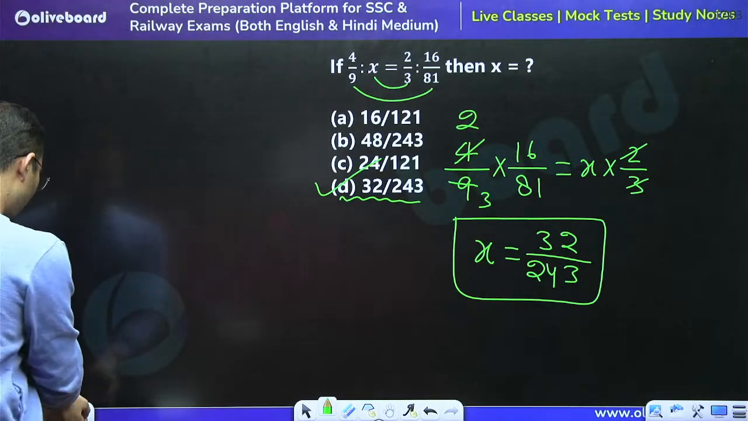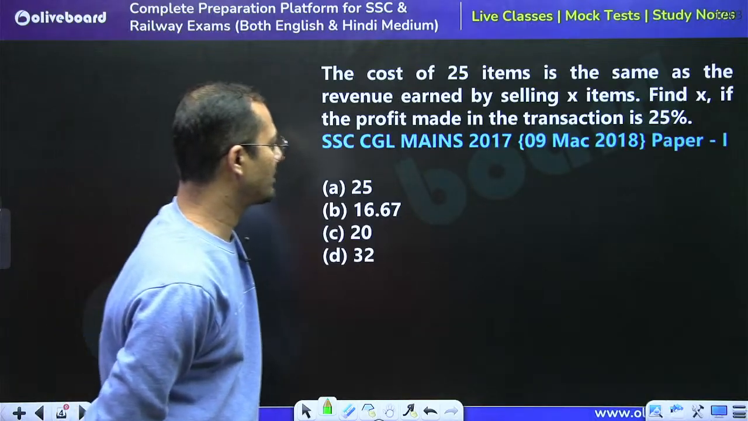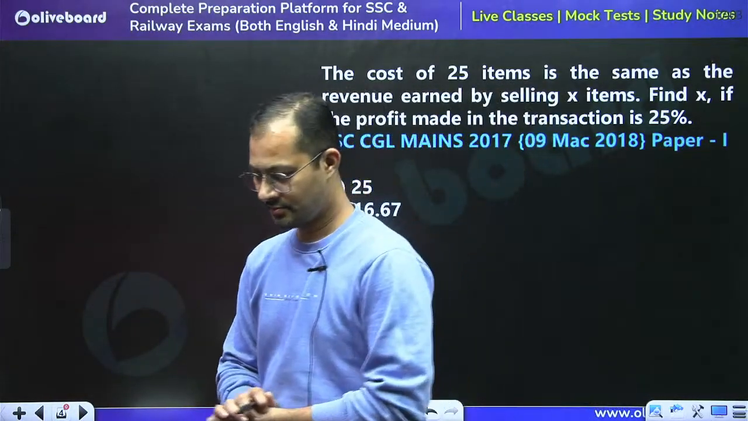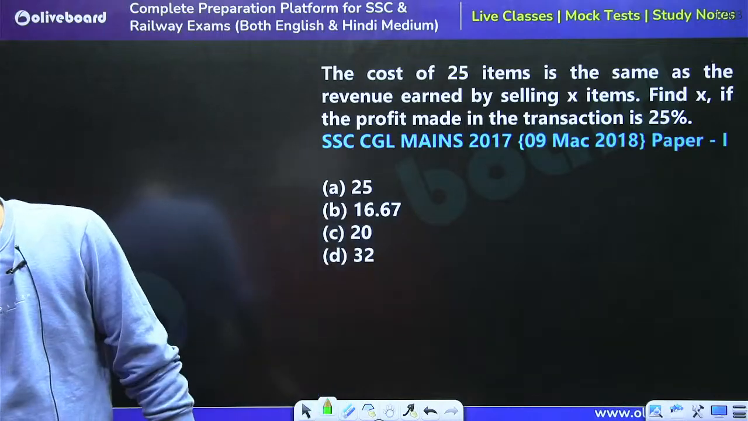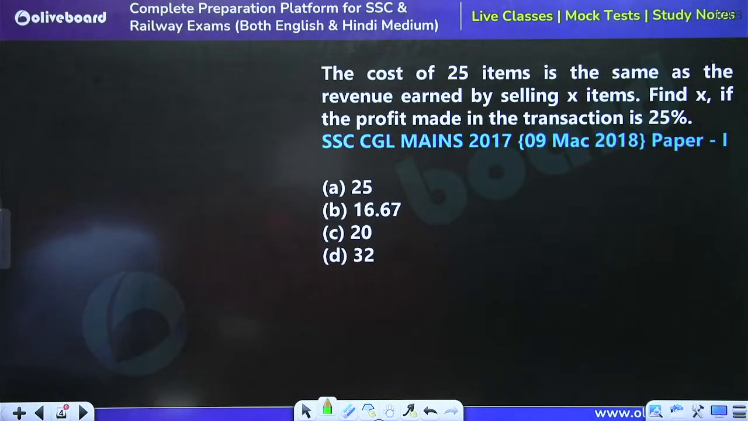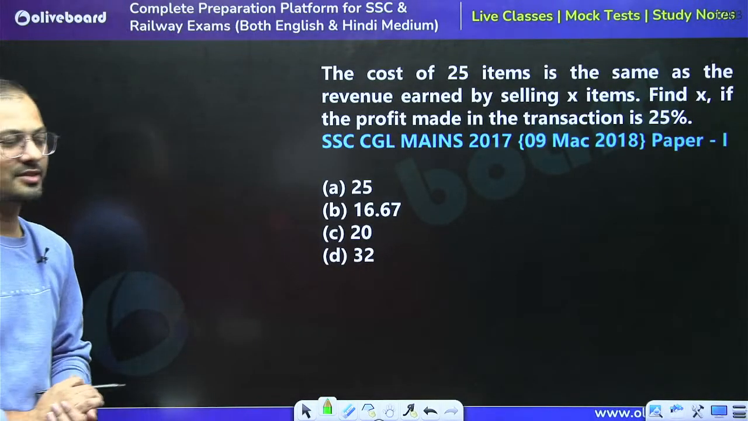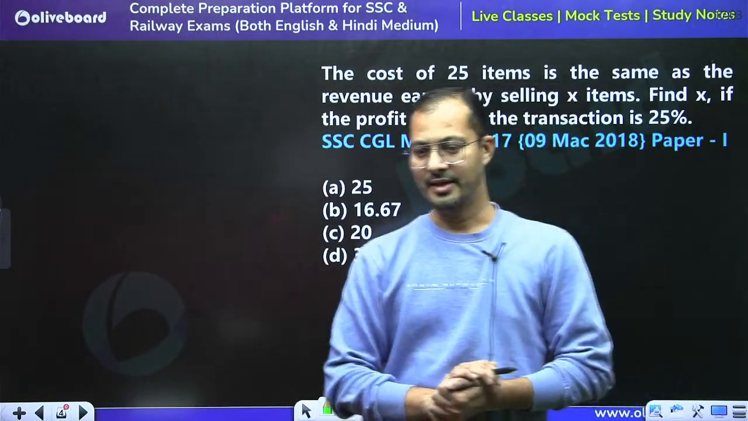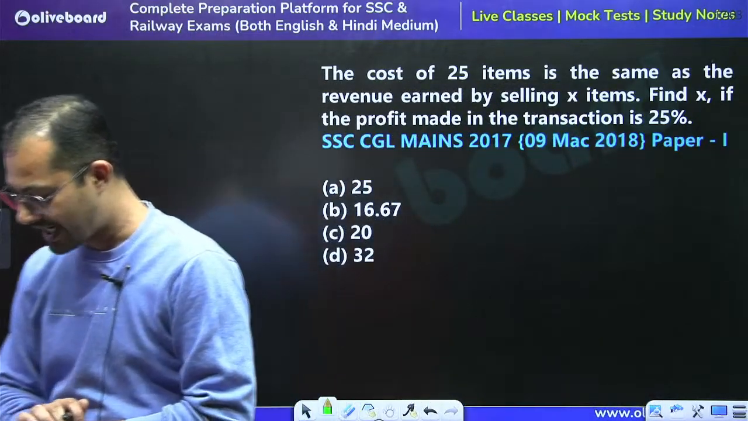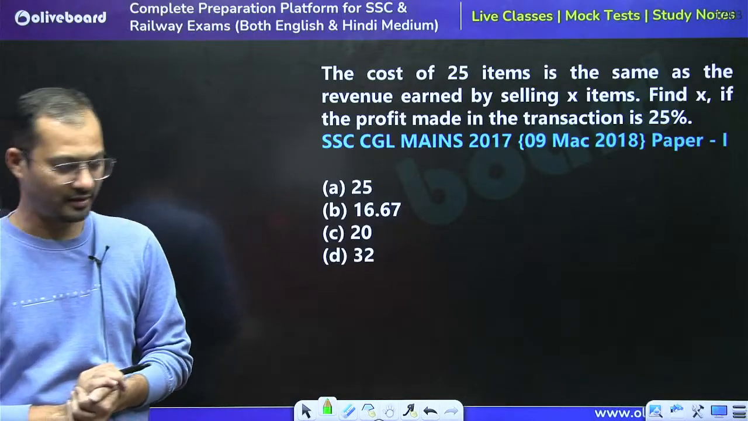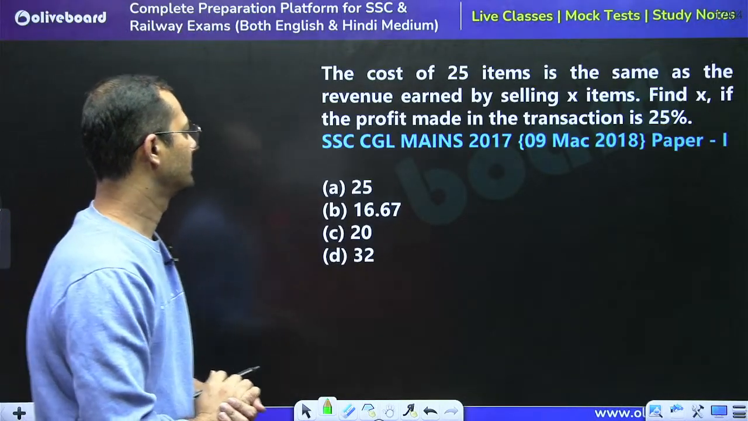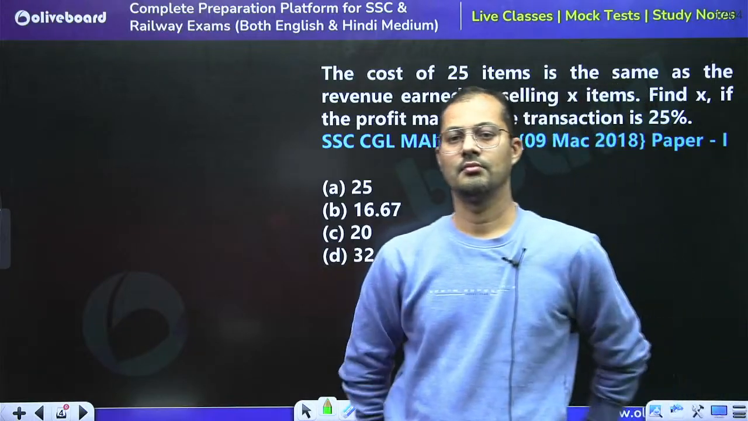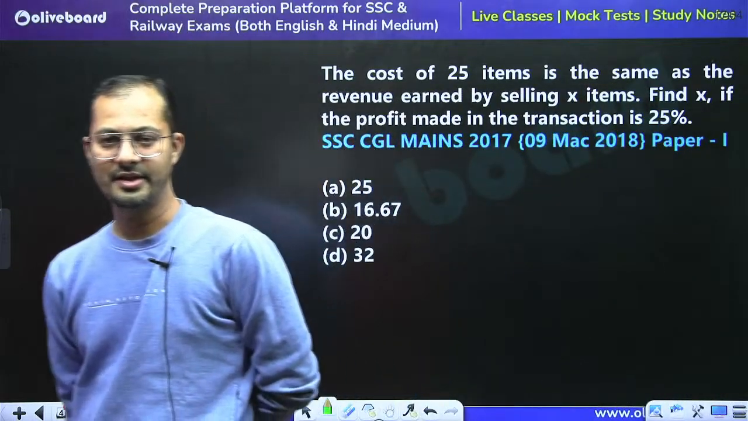Moving forward, tell me what is the answer for this question. Yes, Ankit, you are absolutely correct. D is the right answer. Next question is on your screen. Please tell me what is the answer for this question. Please write the answer in the comment box.